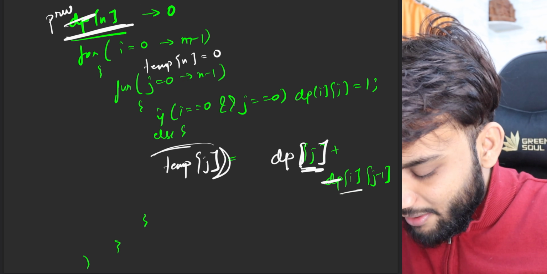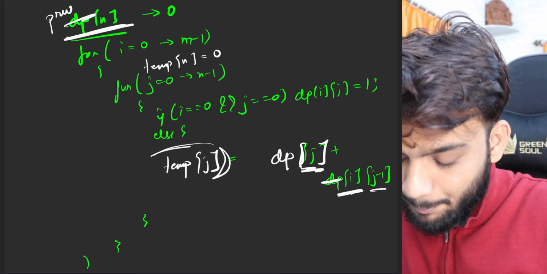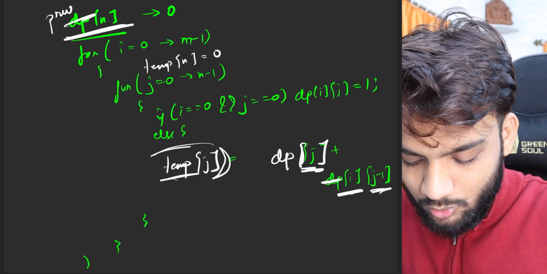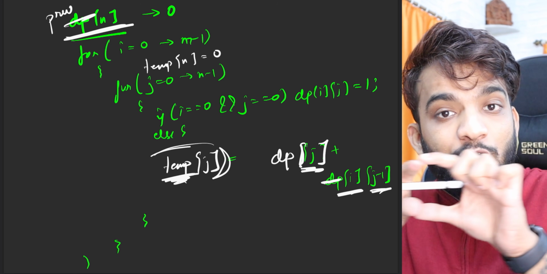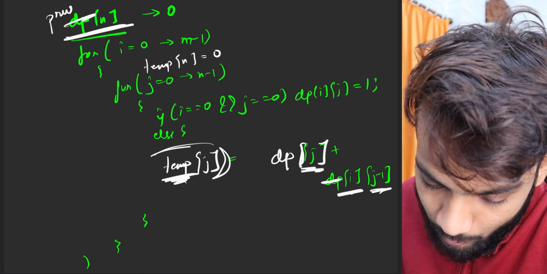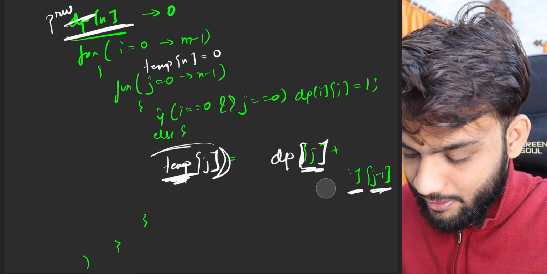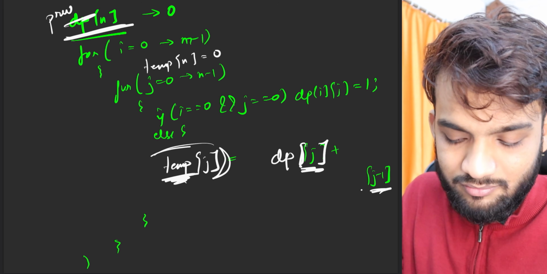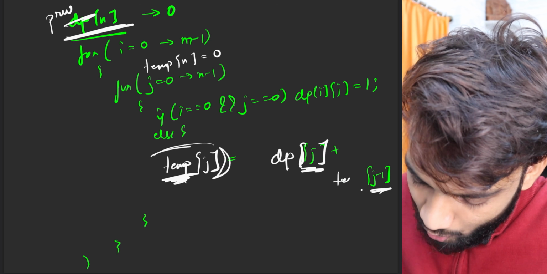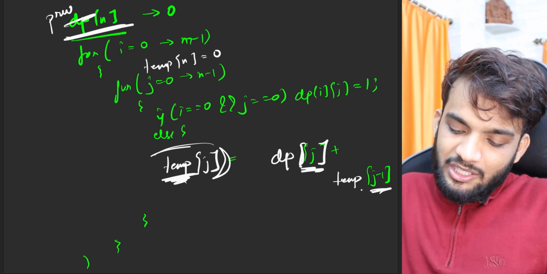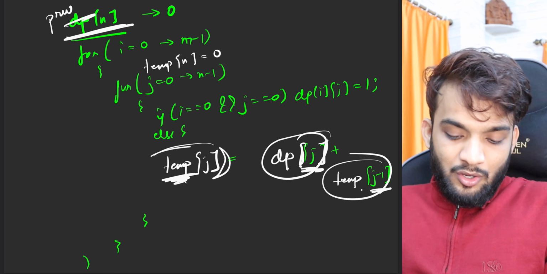And this dp is saying on the current row, the previous column. So what's the current row? The current row is temporary. So you can be like, okay, I do not require any dp something. I can just call the temporary to get the previous. So dp of j plus temporary, done.